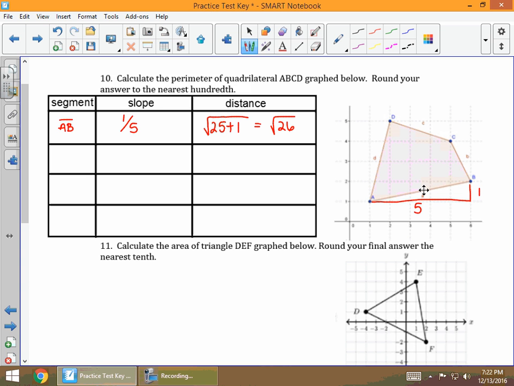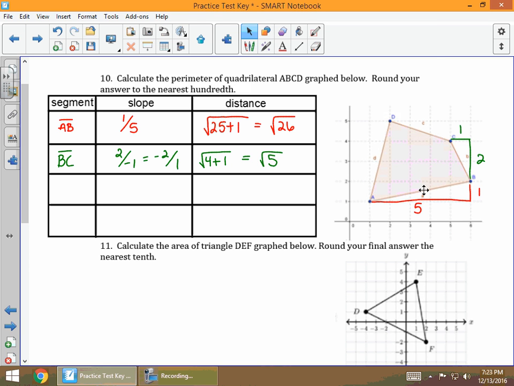All right, the next segment I'm going to take a look at is segment BC. And I'll change colors here to green. From B to C, it looks like I'm going up 2. I'm going to the left 1. So for my slope, it is rise 2, run -1, which is the same thing as -2 over 1. However you want to look at it, you can put that negative either on top or on bottom or in front. The distance is the square root of 2 squared, which is 4, plus 1 squared, which is 1, and 4 plus 1 is 5. So the square root of 5.